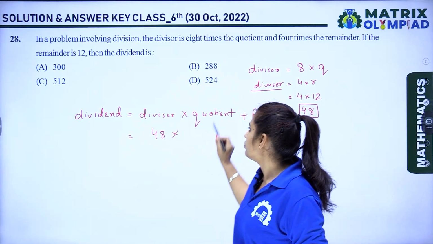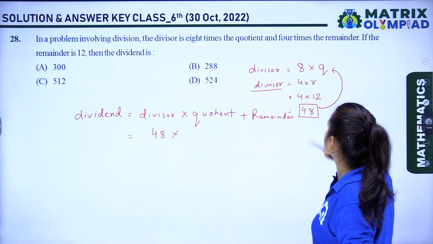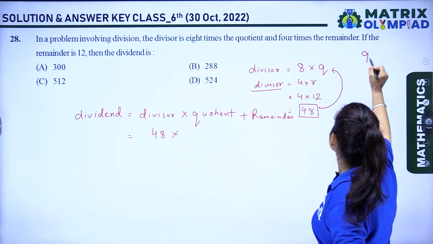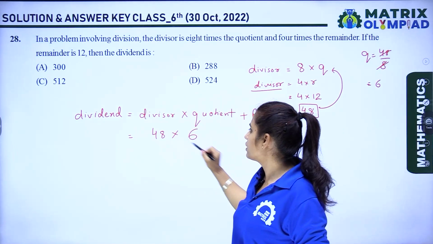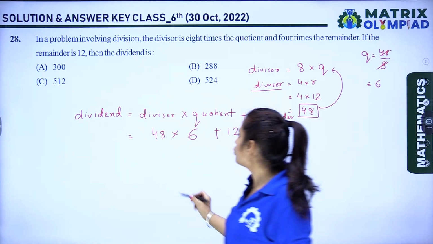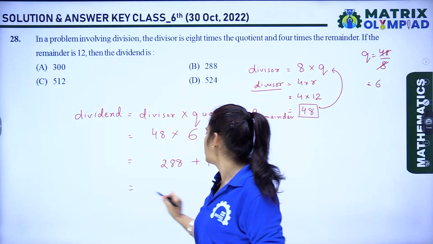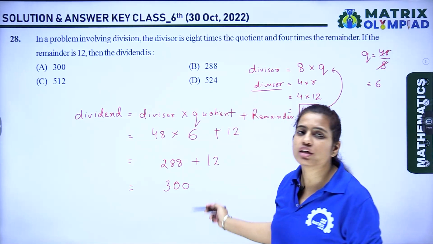Now, quotient. So, from this, we are going to find out the quotient. We are going to put the value of 48 in place of divisor. So, here Q will be 48 divided by 8, that is 6. So, quotient is 6 and remainder is 12. So, after solving this, we get 288 plus 12, so we get the answer 300. So, here the dividend is 300. So, option A is the correct answer.